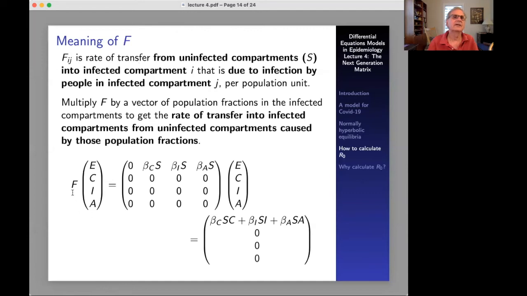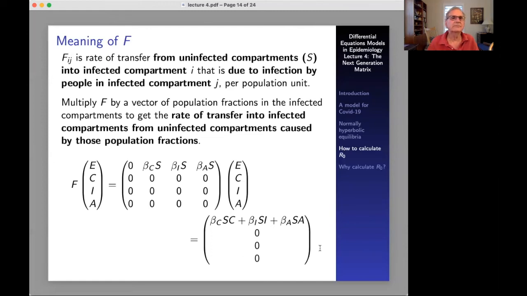So let's look at that. F times a vector of population fractions in the infected compartments. So that's this matrix times this vector. And here's what we get. For the first entry, we get this row times this column. There's what we get. The other entries are all zero because these guys are zero.